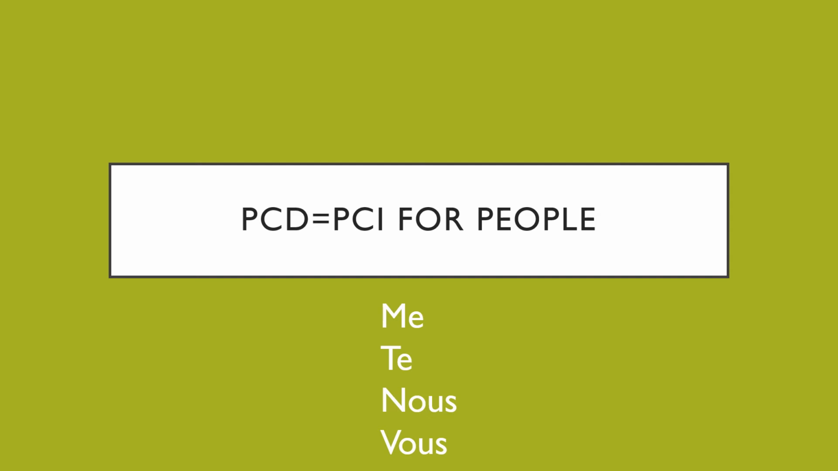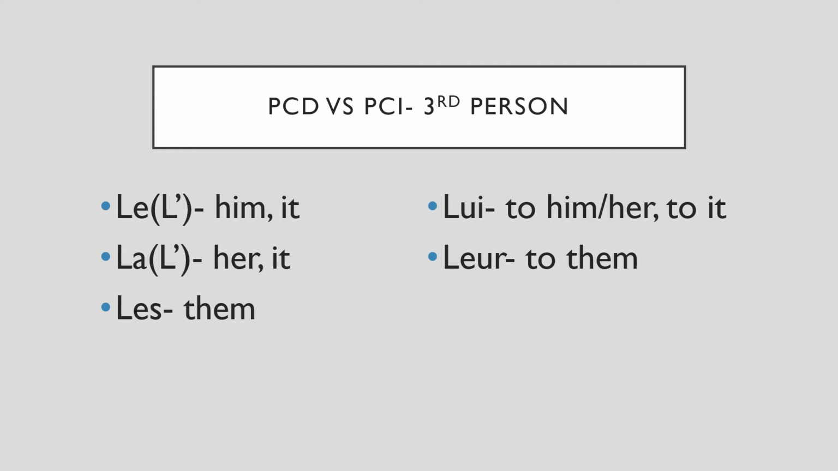When it's a him, her, or it, or them, that's when we have to know the difference, because when it's a him, an it, a her, or a them, we've got different forms. Obviously, we got le, la, les, which we've been working with for him, her, and it. Notice that le and la are the only ones that abbreviate to L apostrophe. That's an important note for later.